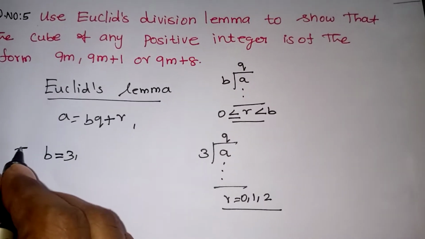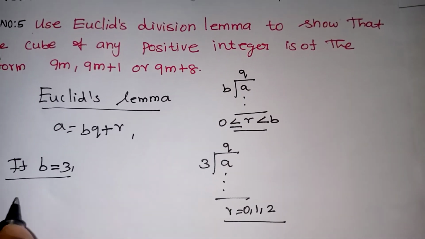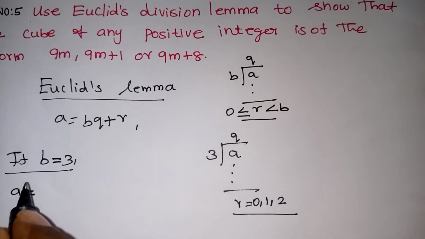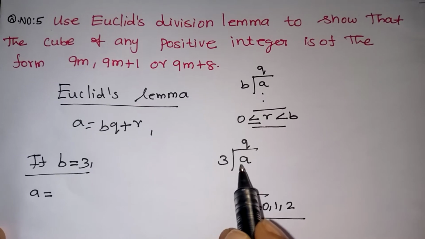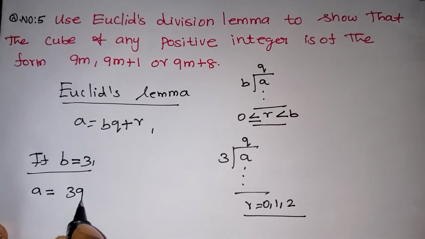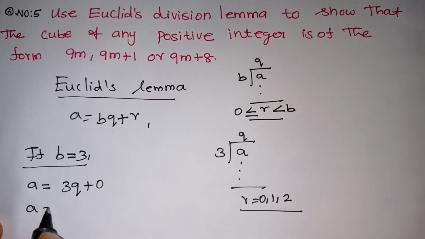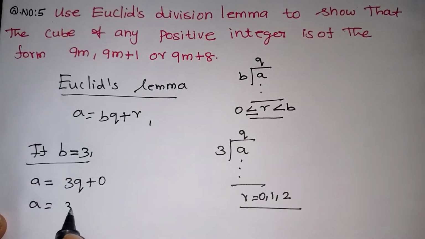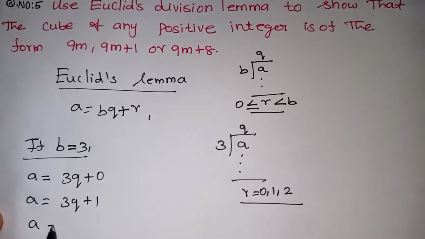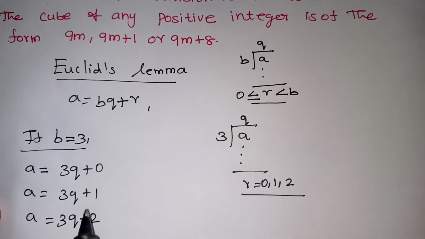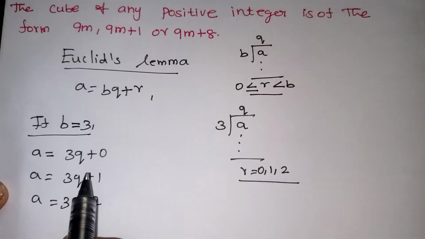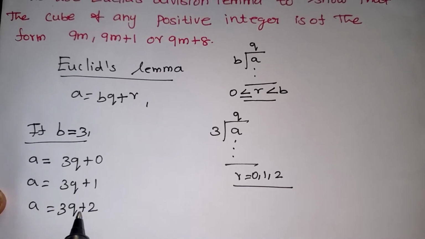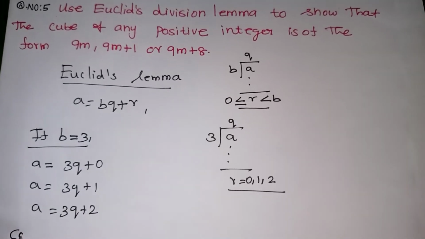So if b is equal to 3, what are all the values that can be taken for a? a is equal to bq plus r. So here my a can be 3q plus 0, or my a can be 3 into q plus 1, or my a can be 3q plus 2. We have only 3 cases. Any number can be represented in these 3 forms. So now we are going to start the problem. We need to do all the 3 cases. So first case we are going to do now.